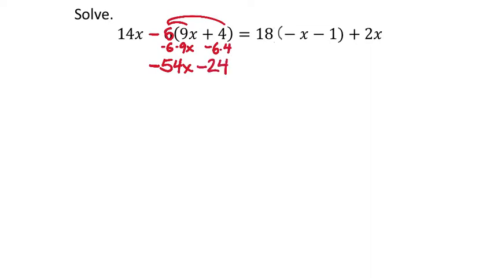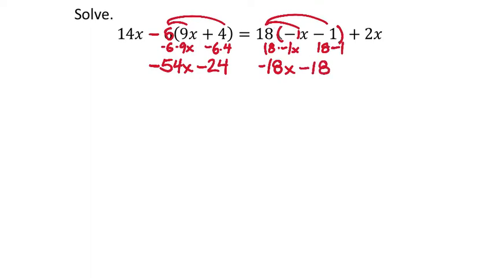Okay, so that's the first distribution. I also see this other set of parentheses, so I need to distribute the 18 into the second set of parentheses. I would show this as 18 times negative 1x, because I like to see that phantom 1. That would give us negative 18x's. But also we have 18 times negative 1, which is negative 18.